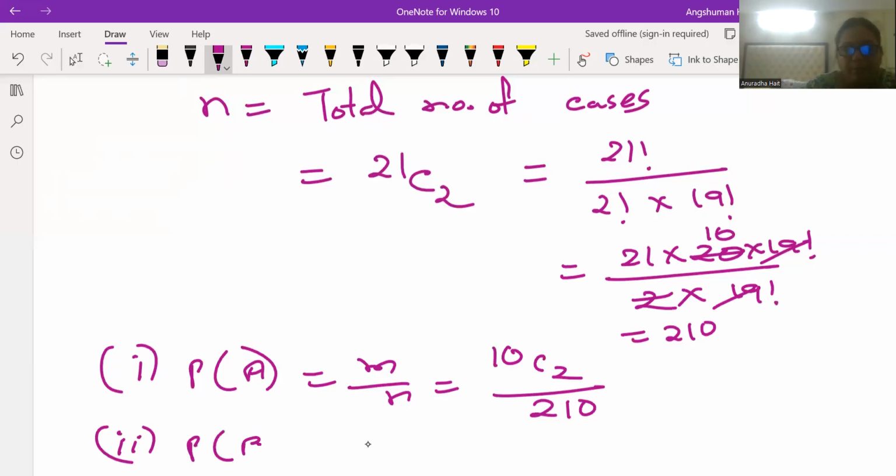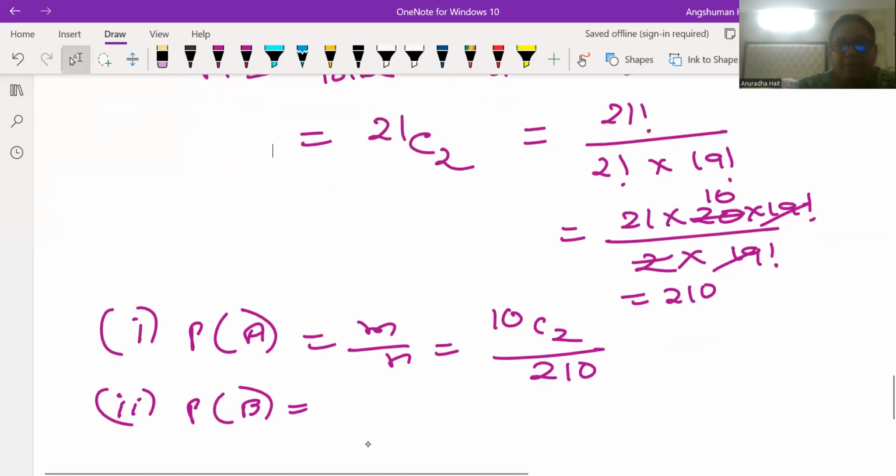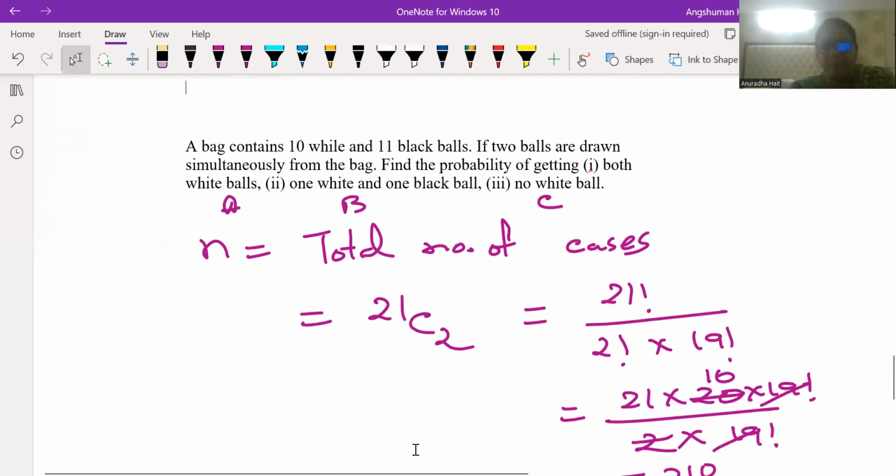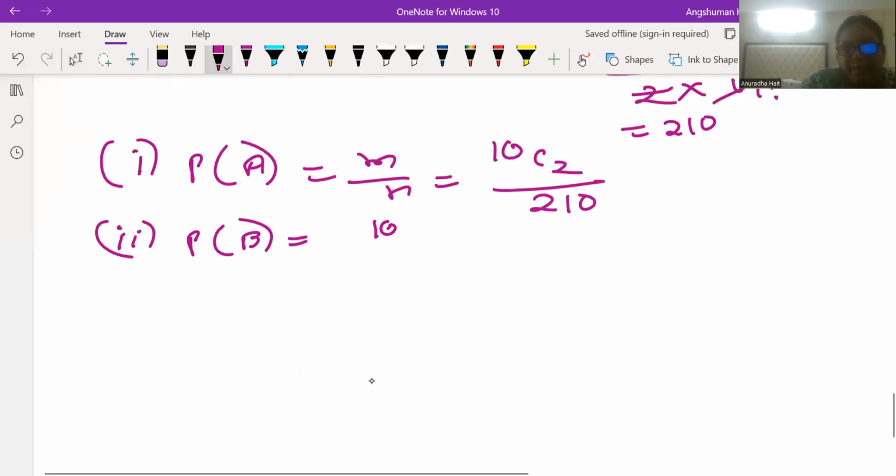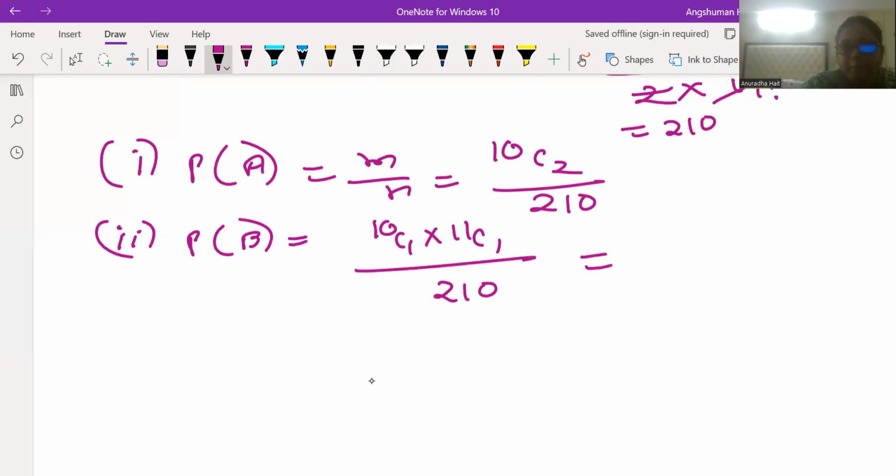Second question, probability of B. So what is probability of B? 1 white and 1 black ball. From the 10 white, you are selecting 1 white, and from 11 black, you are selecting 1 black. So it will be 10 C1, and in probability we use multiplication, right? So it will be 10 C1 into 11 C1 divided by 210. Anything C1, if you split it, you will see that 10 C1 will be 10 and 11 C1 will be 11, divided by 210. And you can simplify, 0 and 0 cancel. This is 11 by 21, the answer of the second case.